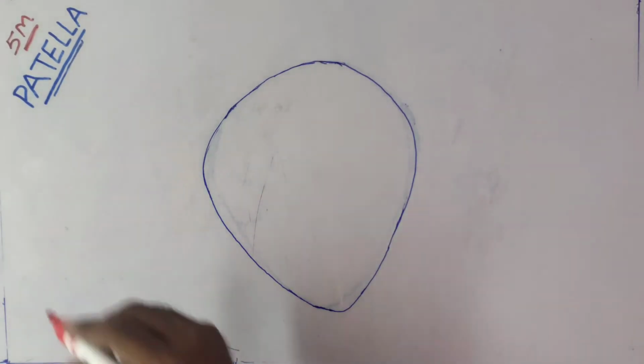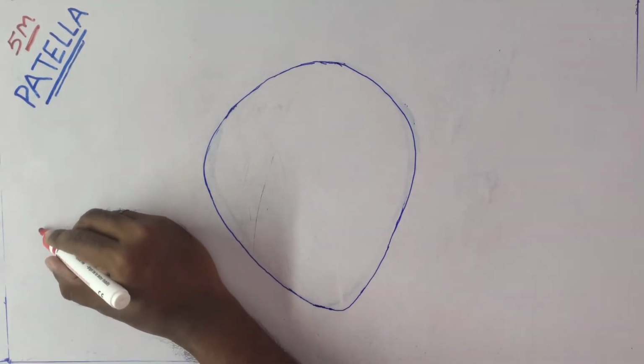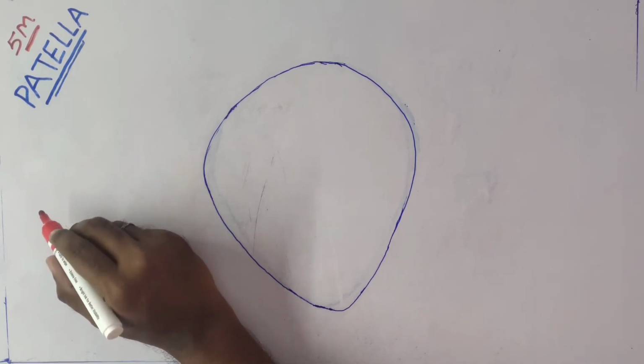Now coming to the surfaces. Here only the posterior surface is mentioned clearly. The remaining surfaces are not mentioned in the textbooks. Now we will study about the posterior surface.